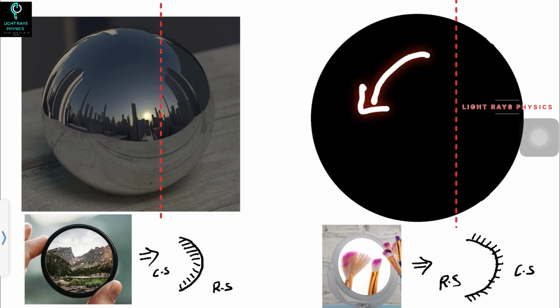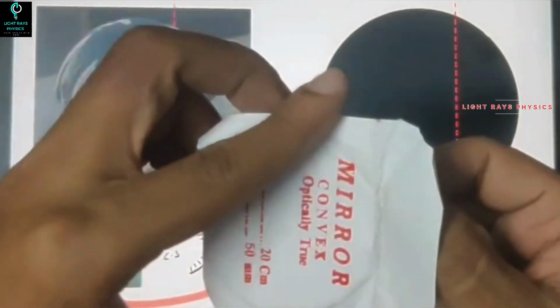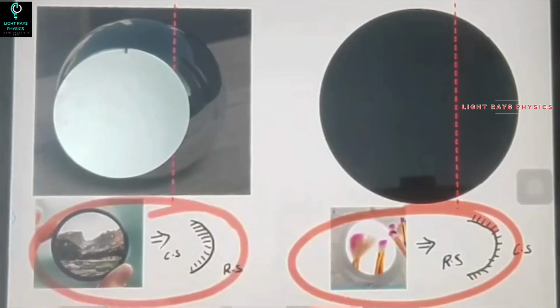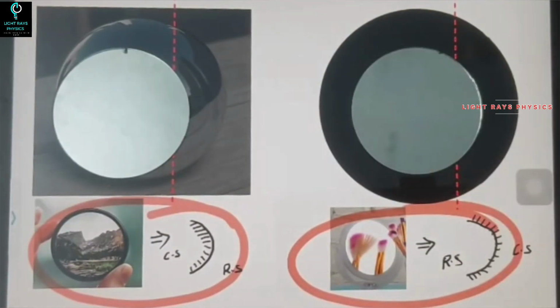This arrow shows the coating present outside the sphere and that is shown with dashed lines. The reflecting surface is present inside the sphere. If you turn the reflecting side towards you, they look like this. These are the spherical mirrors in real life. So this is a convex mirror and this is a concave mirror.